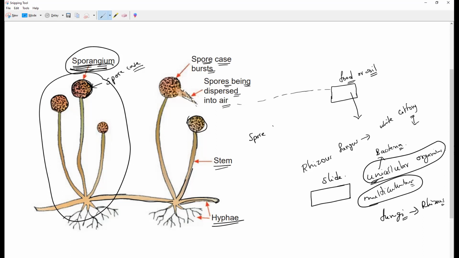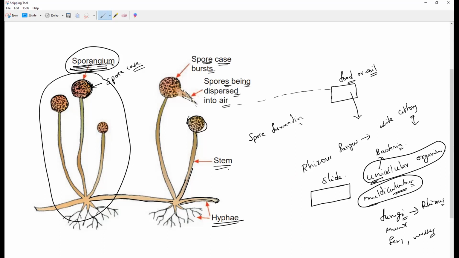Not only this one. You can also take Mucor, and non-flowering plants like ferns and mosses. These are all multicellular organisms. So please write it down: Mucor, and you can take fern plants and moss plants. These are all multicellular organisms which reproduce by this spore formation method only. So nothing simple. What will happen?